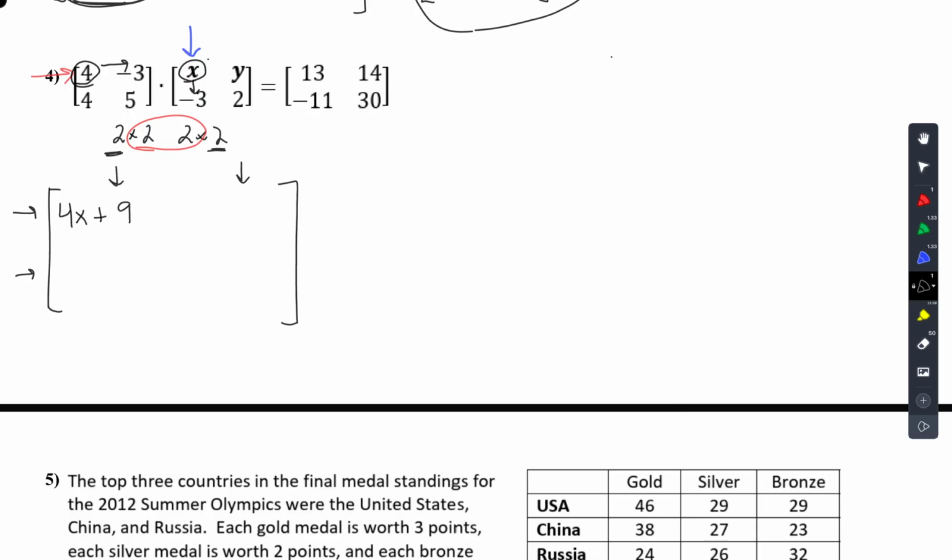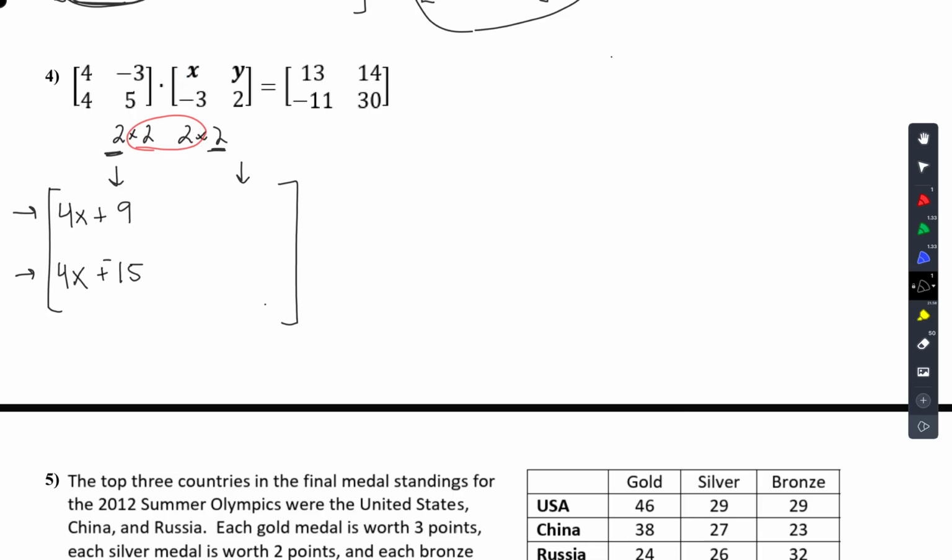Then for the next one, I'm doing second row, first column. If I'm trying to get this guy, that's in the second row, first column, I go first number 4 times first number X, which is kind of weird. And then I go down the row, down the column: 5 times -3. So I could do plus a -15 or -15.